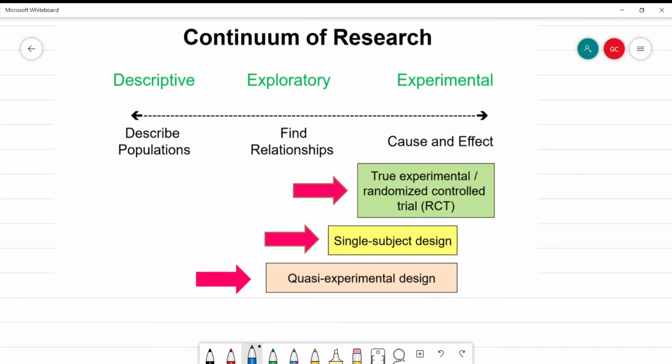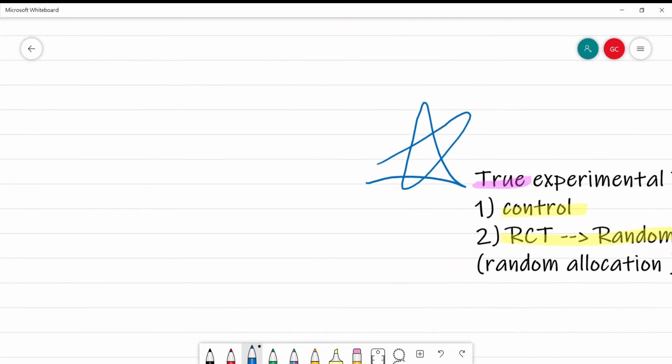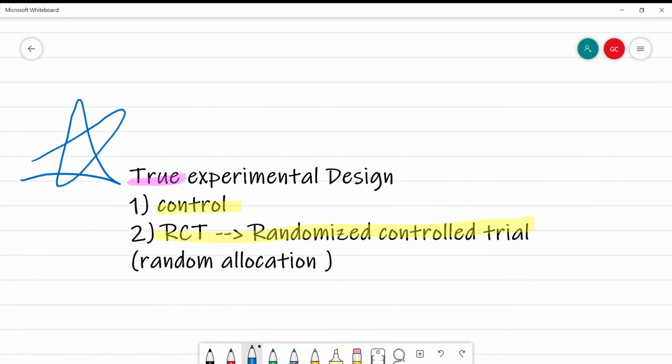And there are different types of designs for experimental research. So for the first part, we're going to talk about the true experimental randomized control trial, which in short form is RCT.